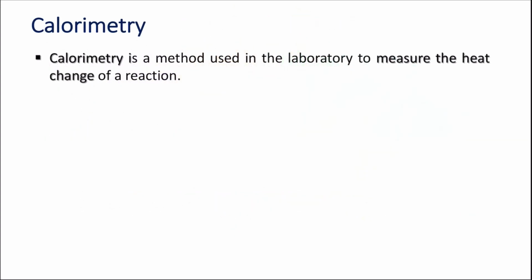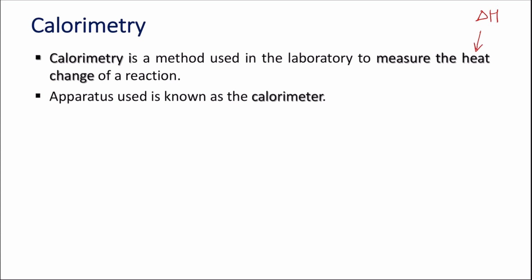So first thing first, kita akan belajar tentang calorimetry. So calorimetry ni adalah satu method yang digunakan dalam lab to measure the heat change of reaction. So if you realize before this, I mentioned kalau nak calculate heat change, biasanya kita akan gunakan simbol delta H. So, nama method adalah calorimetry dan nama apparatus adalah calorimeter.